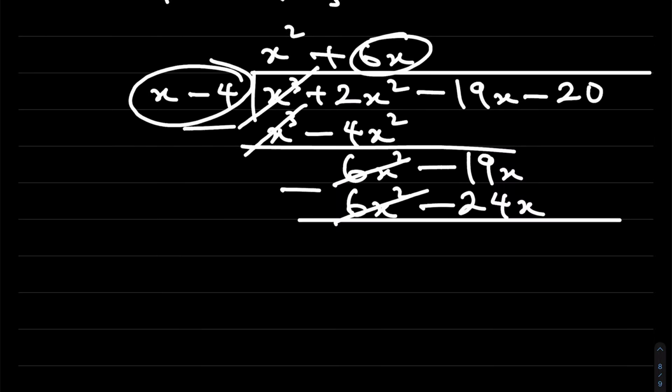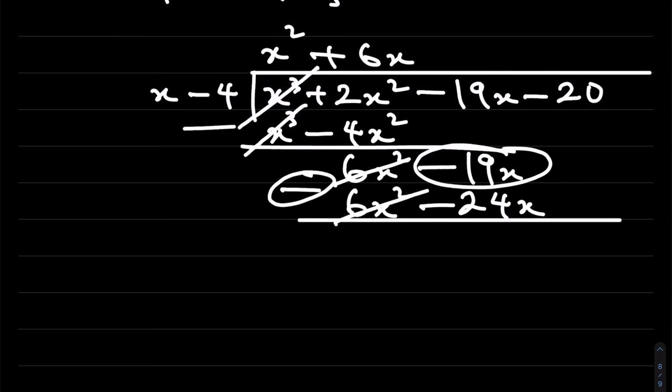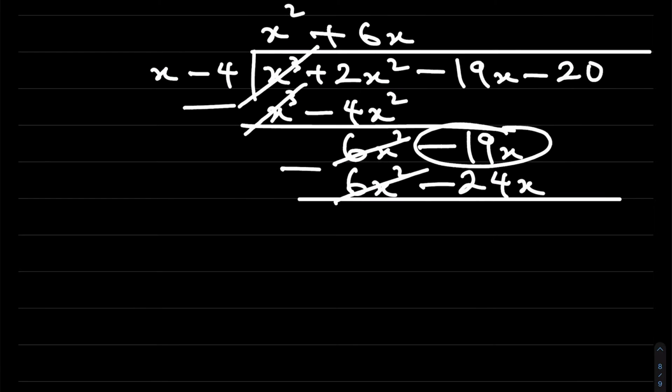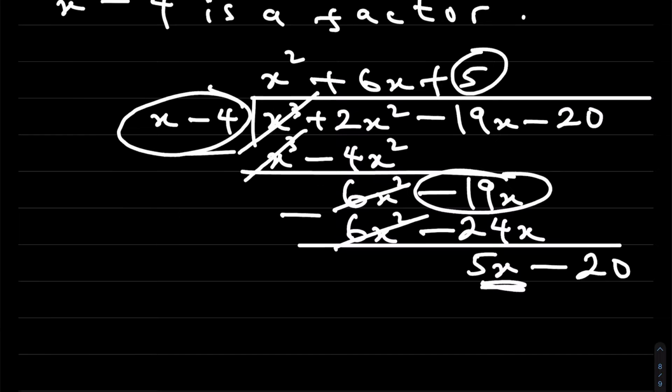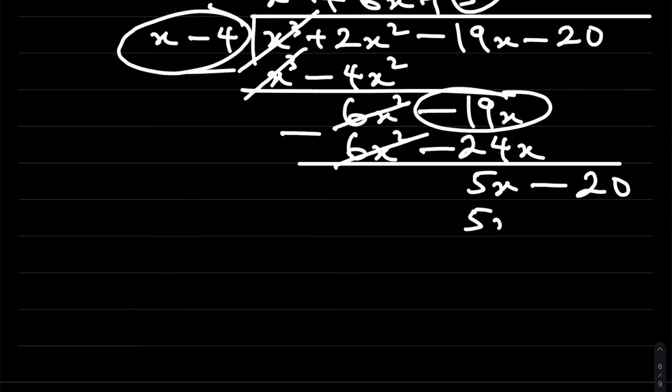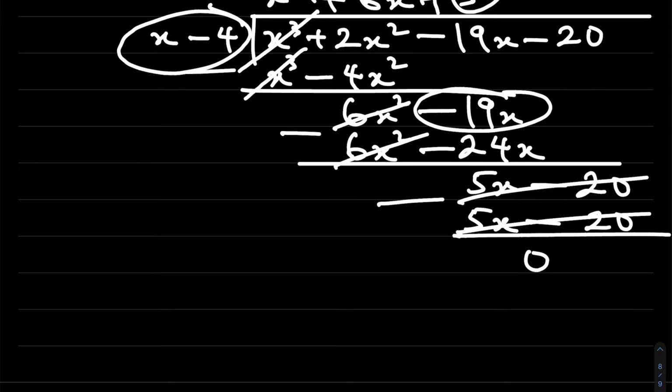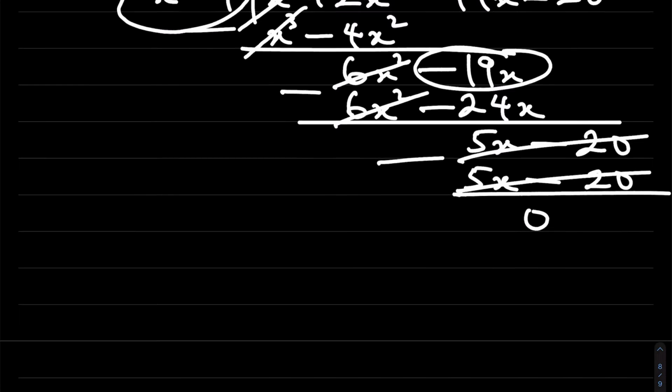6x squared minus 6x squared is 0. And minus 19x plus 24x is 5x. We bring down the next term, which is minus 20. Now 5x divided by x is 5. Then we multiply the whole of this by 5. X times 5 is 5x, and minus 4 times 5 is minus 20. When we subtract 5x minus 20 from 5x minus 20, we get 0.